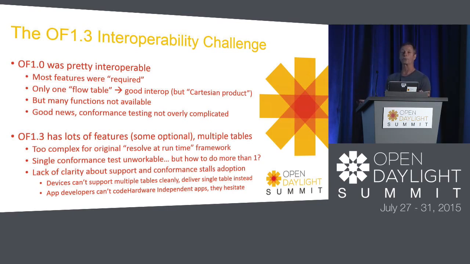1.3 came out. It's like 3 years ago that the 1.3 spec came out. Tons of features, multiple tables, et cetera. It really turned out to be more complex than the simplistic resolve-it-at-runtime approach to OpenFlow would work for. Was there a question? No? Okay, I thought I heard a question. So the single conformance test ended up being a problem.